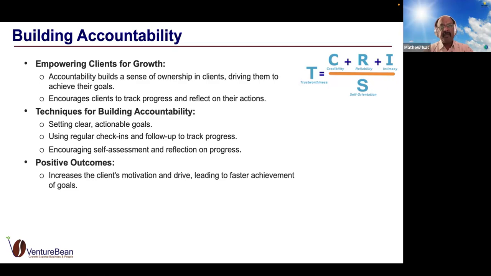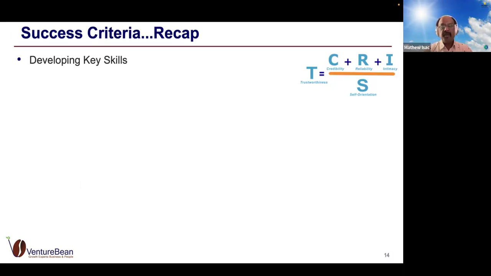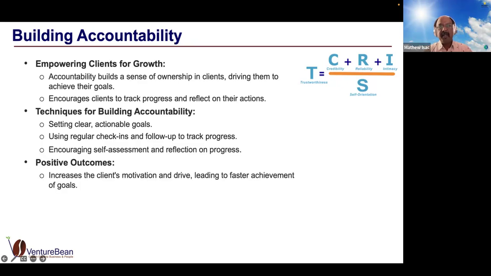And what are the benefits of building accountability? It helps the client step by step. They feel encouraged: okay, this is working. And once they taste success in small steps, they are ready for the bigger leaps ahead, leading to faster achievement of goals. So again, a quick one. Building accountability, how does it build trust?